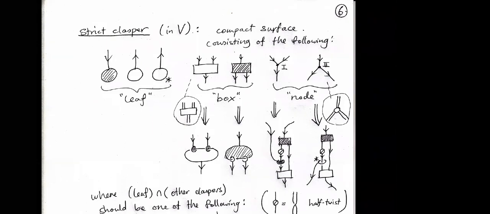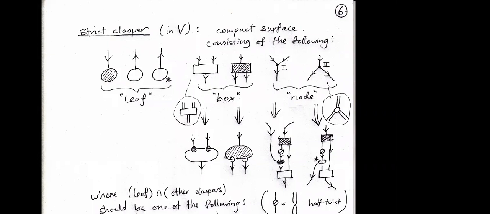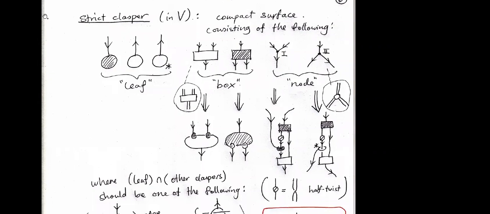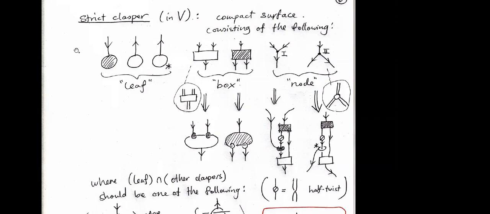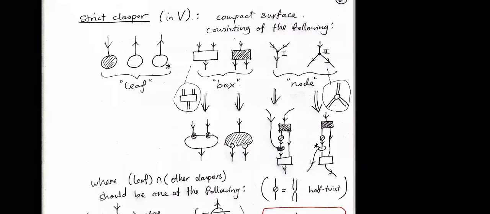Then, combining several basic claspers, we define more general claspers. A strict clasper in a three-manifold B is defined to be a compact surface consisting of the following parts. These are surfaces. We take the blackboard framing convention, but these are surfaces obtained by thickening these edges and disks, consisting of leaves. These are parts of basic claspers.